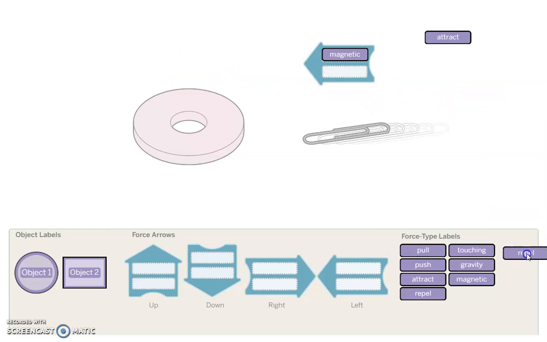No, it doesn't look like it's being pushed away. So if it's not being pushed away, it looks like it's being attracted. It's being attracted with a pull. The magnet is pulling the paperclip in. It is attracting the paperclip. So the paperclip is moving towards the magnet in this one.